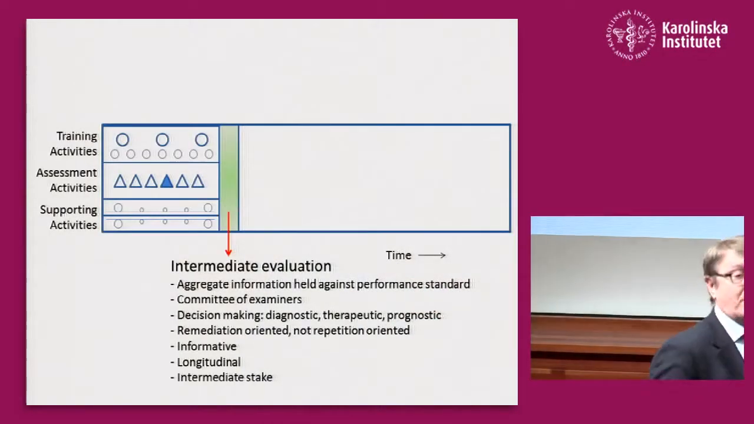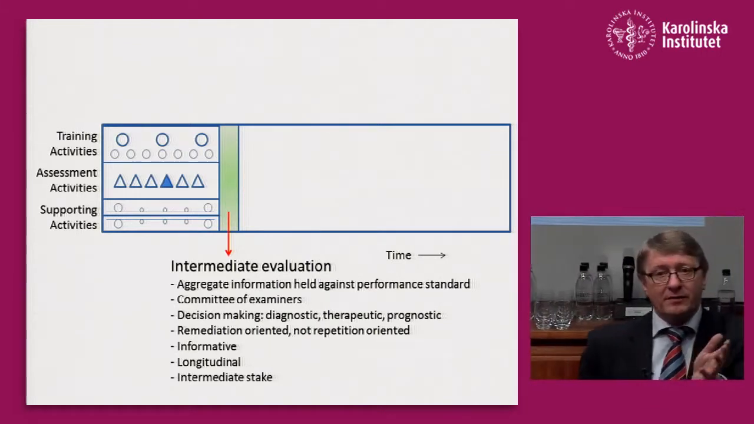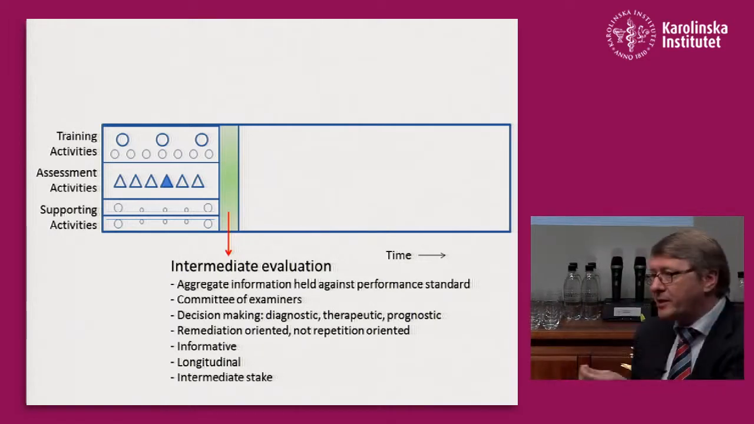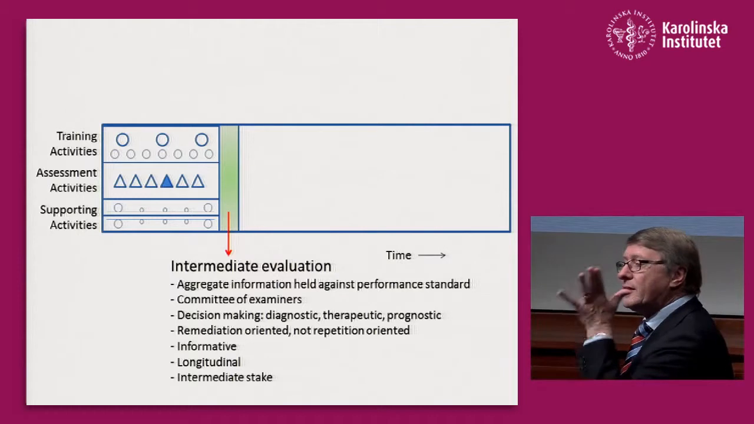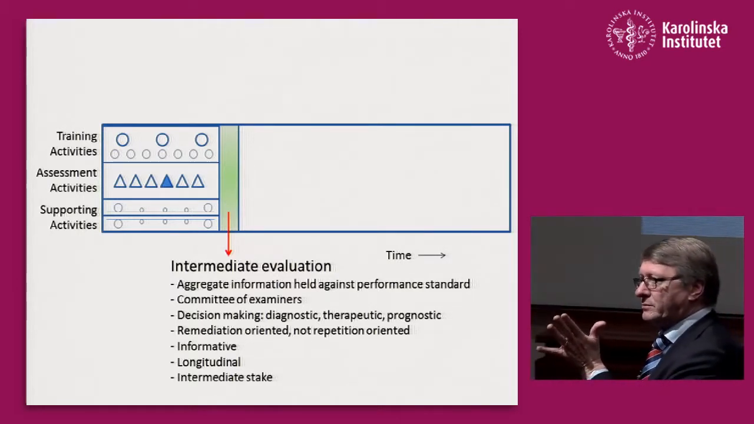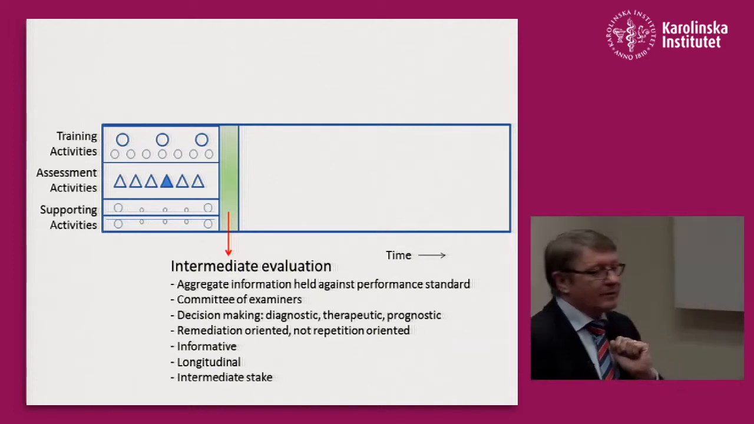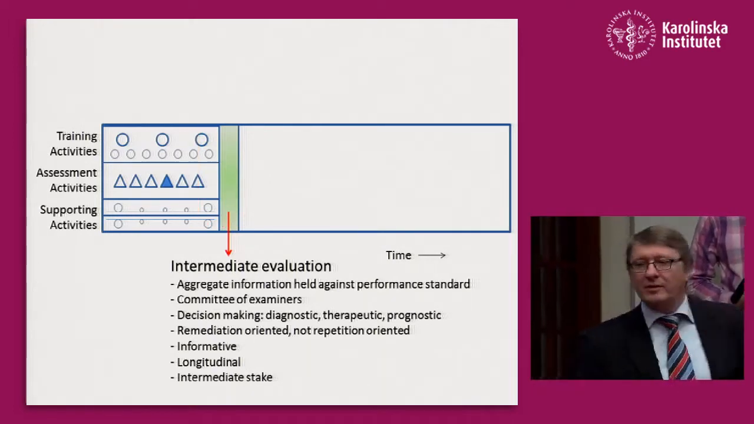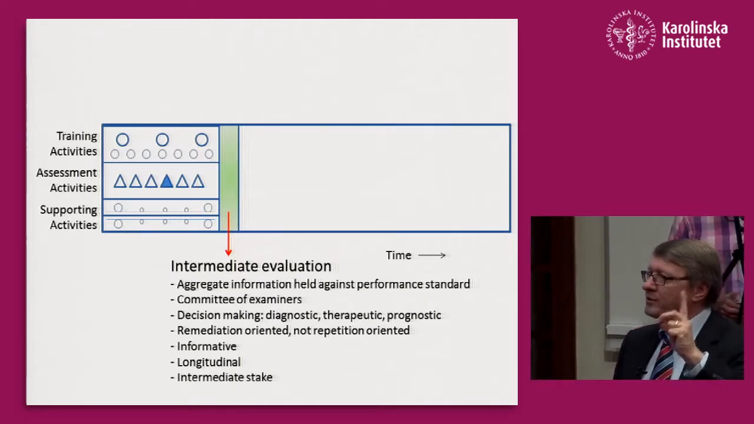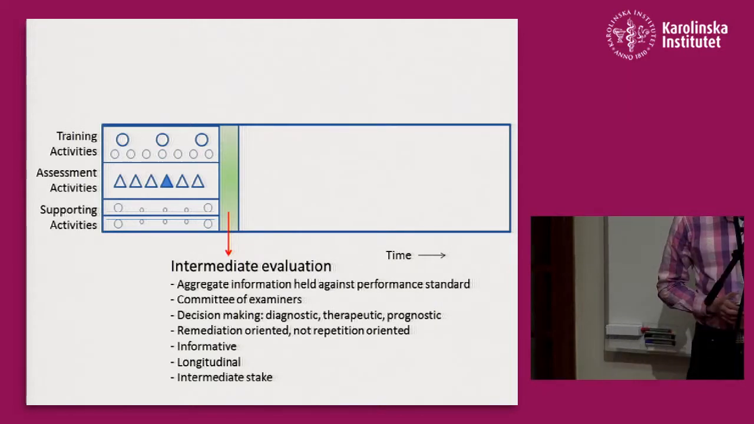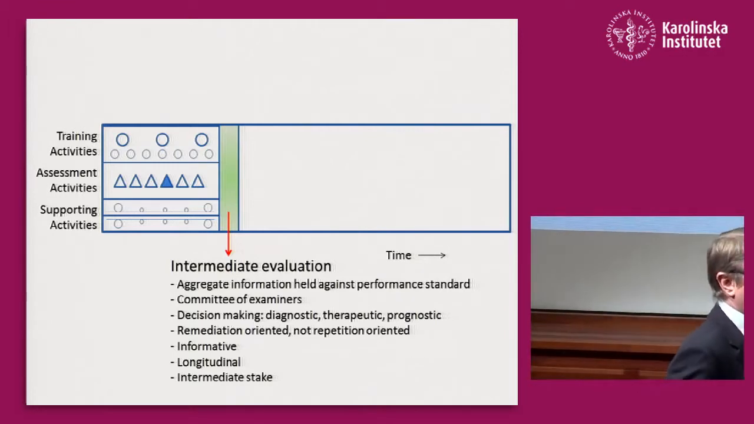That decision is diagnostic: what's going on here. It is prognostic: it gives you an advice. And it is therapeutic: it tells you what to do. And it's prognostic in the sense that if you don't do it, something will happen. The decision that is taken at the intermediate level is of an intermediate stake. It gives you a clear warning, perhaps. Okay? It is not repetition-oriented. It is remediation-oriented, very different from the traditional model. The traditional model is simply retake your test. Here, you get an advice. You have to remediate this or remediate that. Very different model.